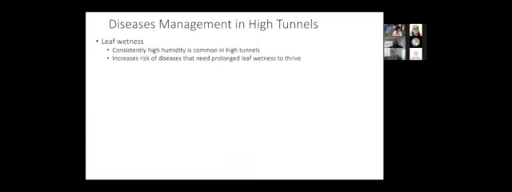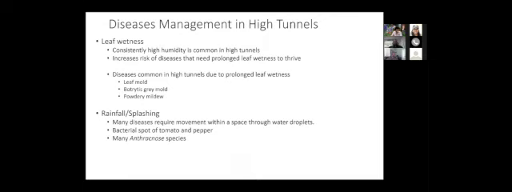So let's look at these just a little bit more specifically. We know leaf wetness is an issue in high tunnels, and this is going to increase diseases that need prolonged wetness to thrive. Sherry talked about a lot of these, but leaf mold, botrytis gray mold, and powdery mildew, a lot of these are going to be worse in high tunnels and are because of excessive leaf wetness.